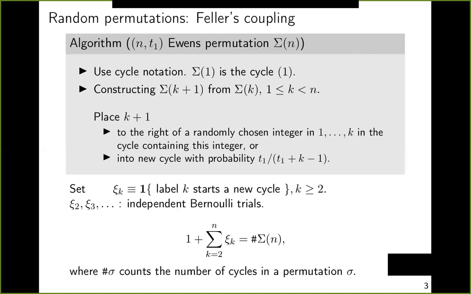Then if zeta k is set to 1 if k starts a new cycle, the sequence zeta 2, zeta 3, and so forth is a sequence of independent Bernoulli trials. And if we sum them from 2 to n and add 1, we get exactly the number of cycles in sigma n.